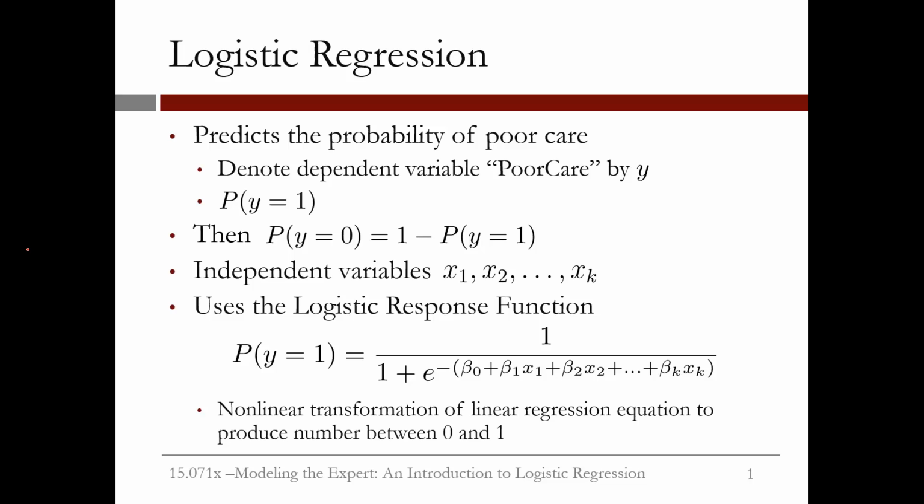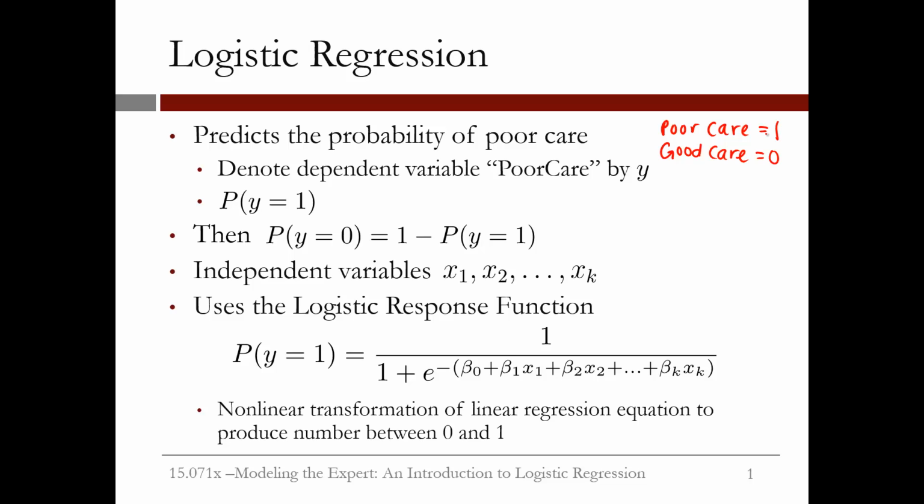Logistic regression predicts the probability of the outcome variable being true. In this example, a logistic regression model would predict the probability that the patient is receiving poor care, or if we denote the poor care variable by y, the probability that y equals 1. For the remainder of this lecture, we will denote poor care by 1 and good care by 0.